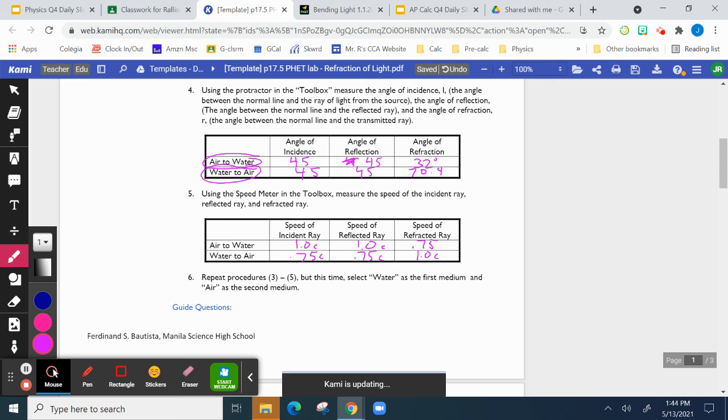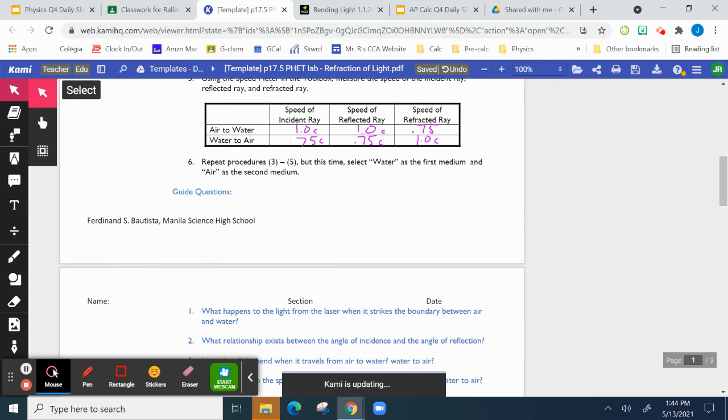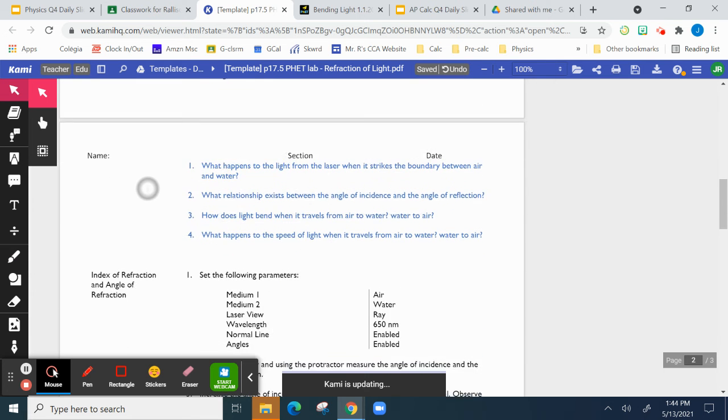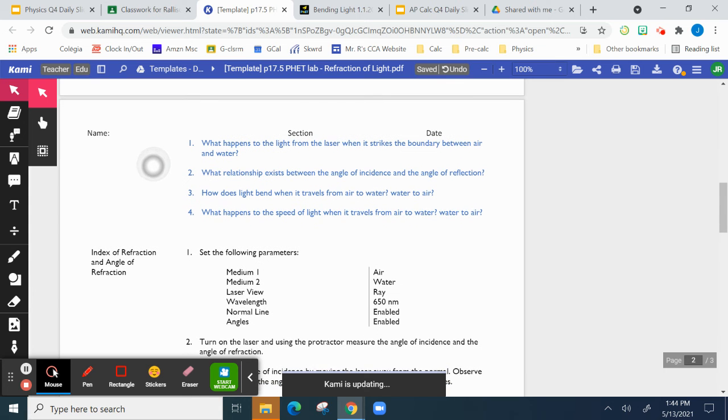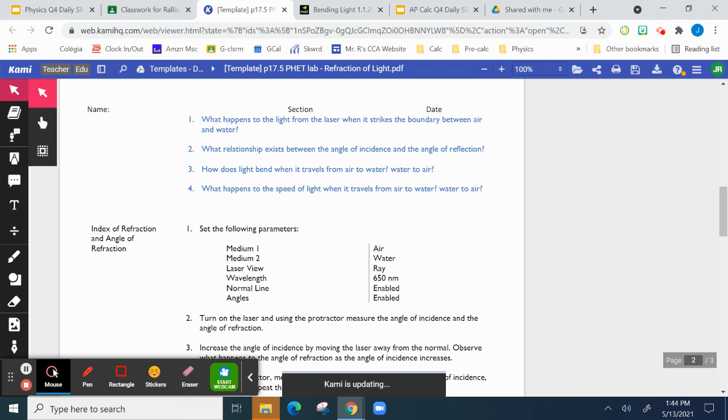Okay, so we already did number 6 because we used water as the first. That's not the best laid out thing ever, is it? All right, guiding questions. What happens to the light from the laser when it strikes the boundary? Part of it reflects, part of it refracts. What relationship exists between the angle of incidence and of reflection? They are the same.